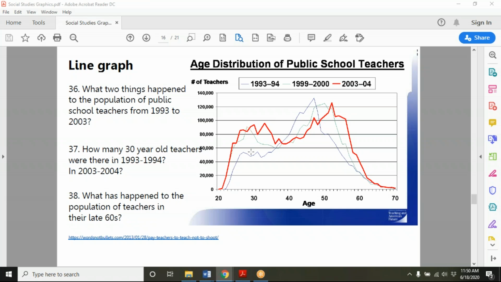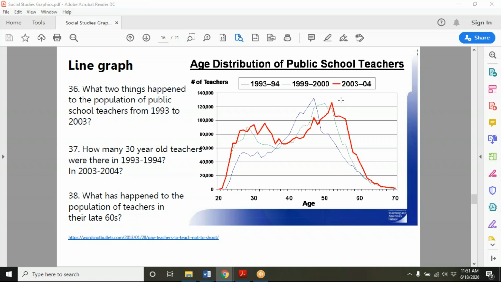The peak. What age has the most teachers in 2003? What would you say? About 55 years old. Yeah, somewhere in there. 52, 55. Yeah, the peak. So if you said 2003, just focus on the red line. Every teacher in the country, how old are you? The highest number would be mid 50s, early 50s, whatever that number is, 53.